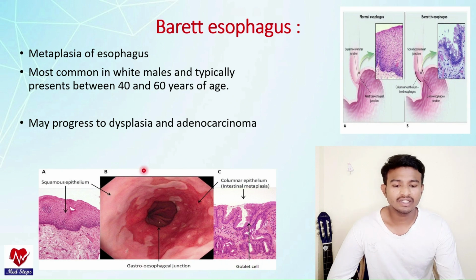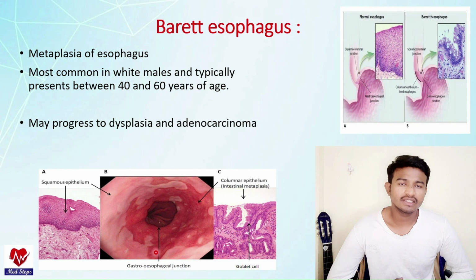If you see this picture, this is the endoscopic view. In this endoscopy, you can see white patches and red patches. The white patches are the esophageal cells. The red patches, we call intestinal cells, that means columnar cells, right? This is Barrett esophagus.